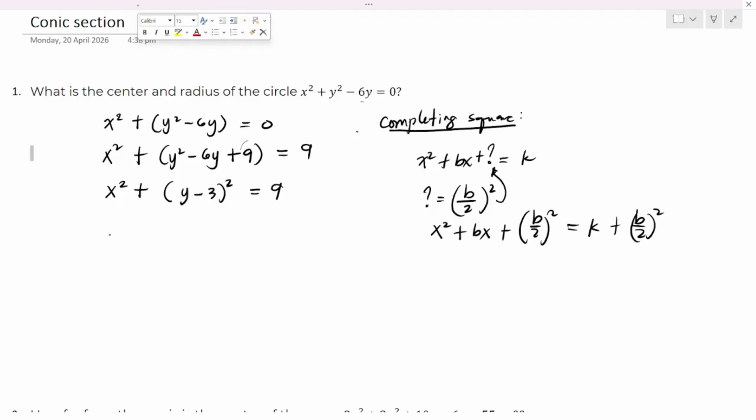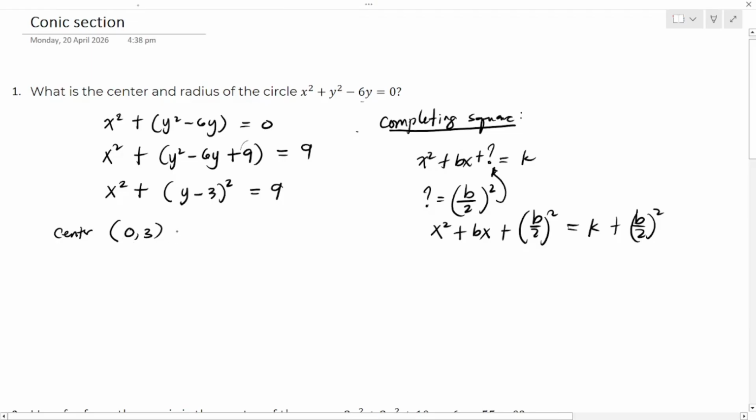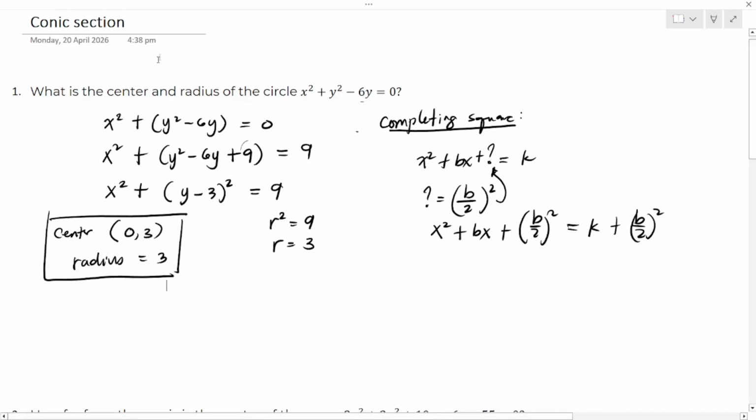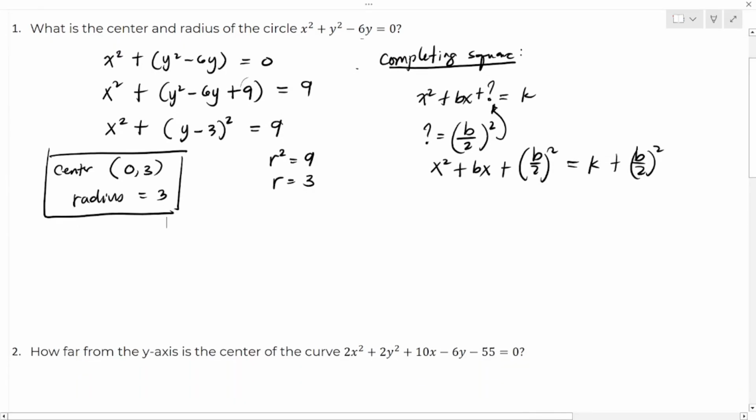So your center would be equal to what? The x-coordinate is 0 automatically, and the y-coordinate becomes 3. If it is negative here, it is positive there. So the center is 0, 3. Your radius: r squared is equivalent to 9, so taking the root of that, the radius is equivalent to 3. So basically, this is your answer for this problem. Did you get it, guys?